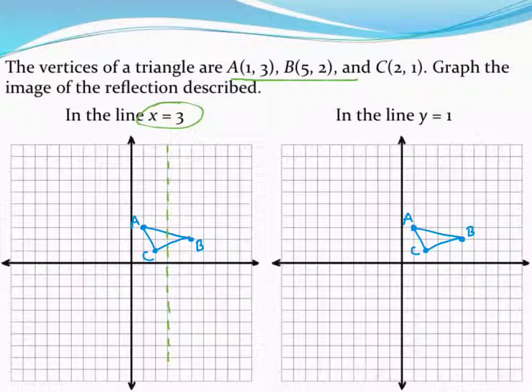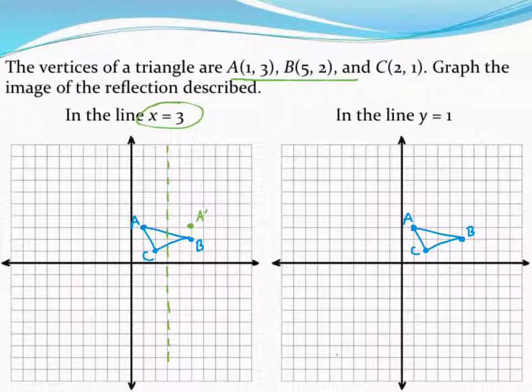So what I want to do to reflect that is count 2 spaces on the other side of the mirror. It's going to stay at the same level, but point A, and we'll call it A prime to indicate it's a reflection, is going to be there, 2 spaces in front of the mirror. So we just kind of eyeball it. That works really well as long as your mirror line is vertical or horizontal. Let's do the same for the other coordinates.